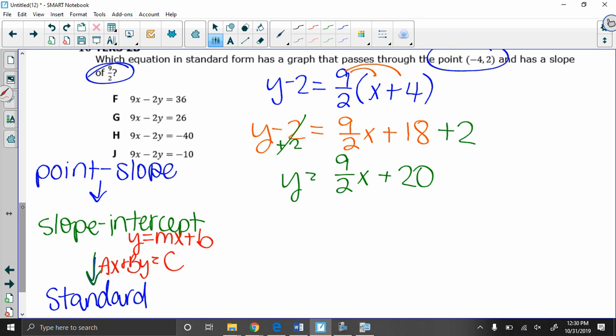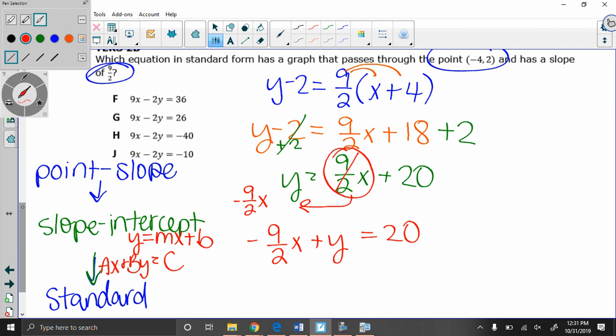So if we look at those two equations, in standard form, x and y need to be on the same side. So in order to do that, you have to take our 9 halves and subtract it on both sides. So I'm going to subtract 9 halves x from both sides, and we get negative 9 halves x plus 1y equals 20.